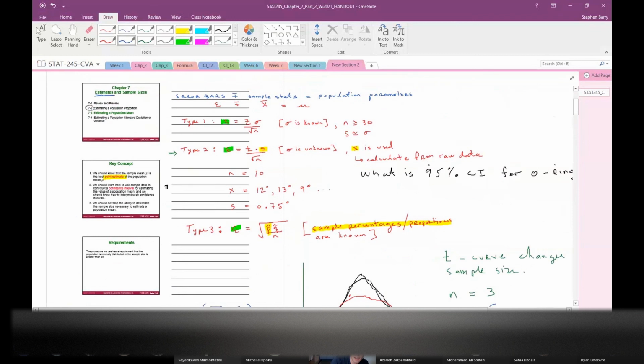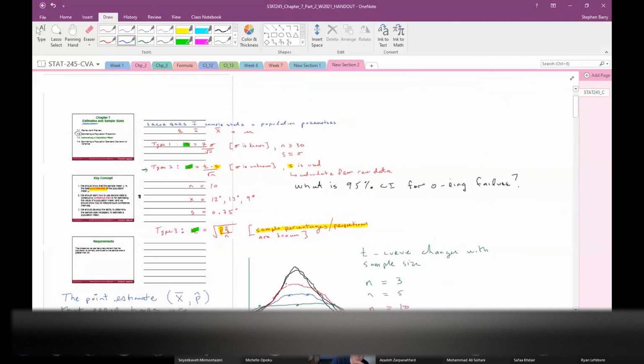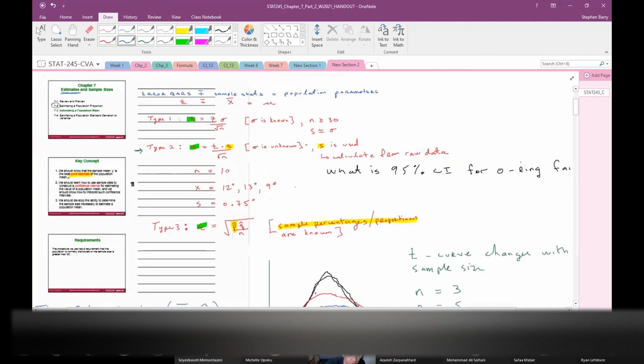What is the 95% confidence interval for the O-ring failure with a sample size of 10? So over here, sample size of 10, standard deviation of 0.75, and yeah, what is the 95% confidence interval?